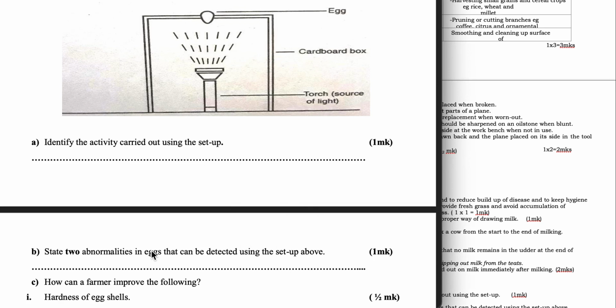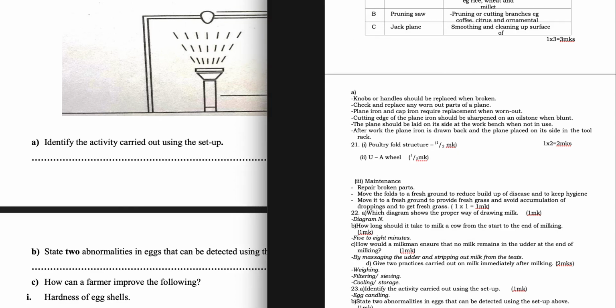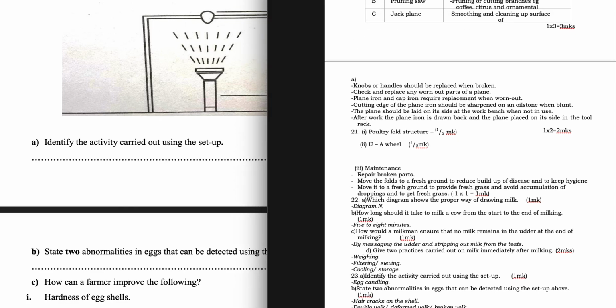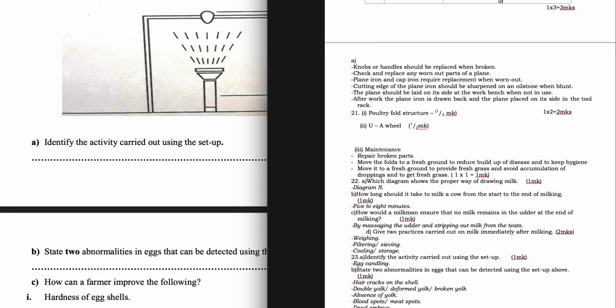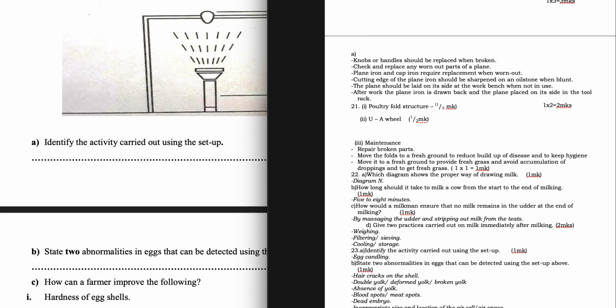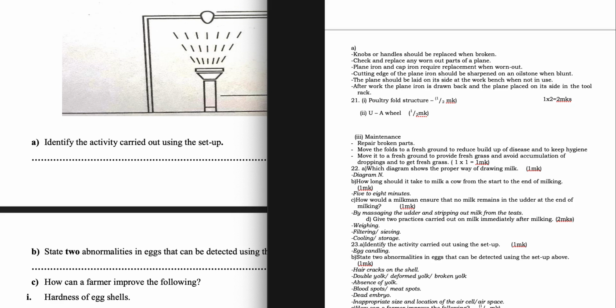State 2 abnormalities in eggs that can be detected using the setup above. Number 1 is hair cracks on the shell, double yolk, or you can just say deformed yolk or broken yolk, absence of yolk, blood spots or meat spots, and then dead embryo. You can also see inappropriate size and location of the air cell or air space.